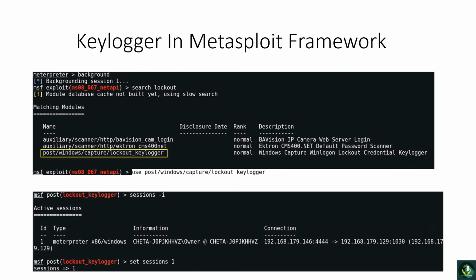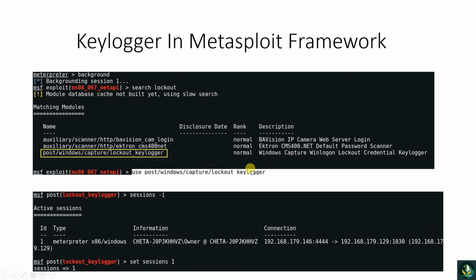You need to start with an active session with system level privileges. So make sure you are in root mode on your Kali Linux. Just type background to back out of the session and return to the Metasploit prompt. Then use post/windows/capture/lockout_keylogger.